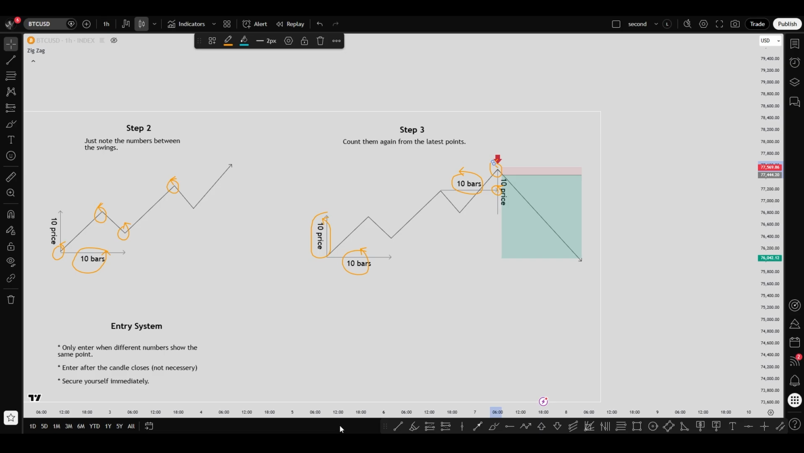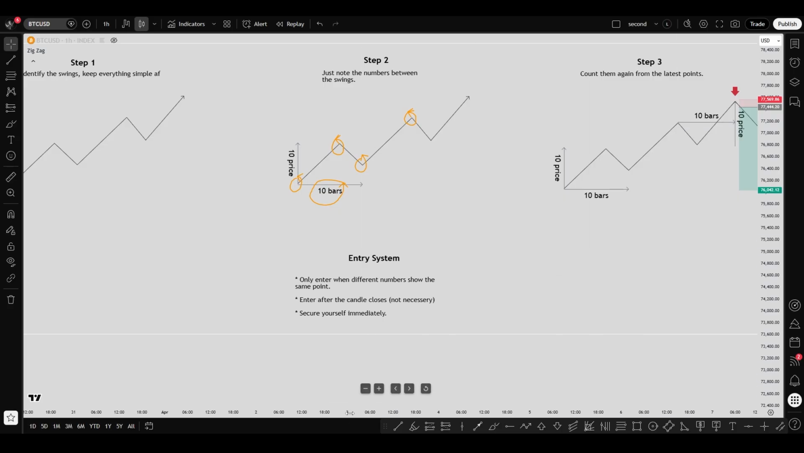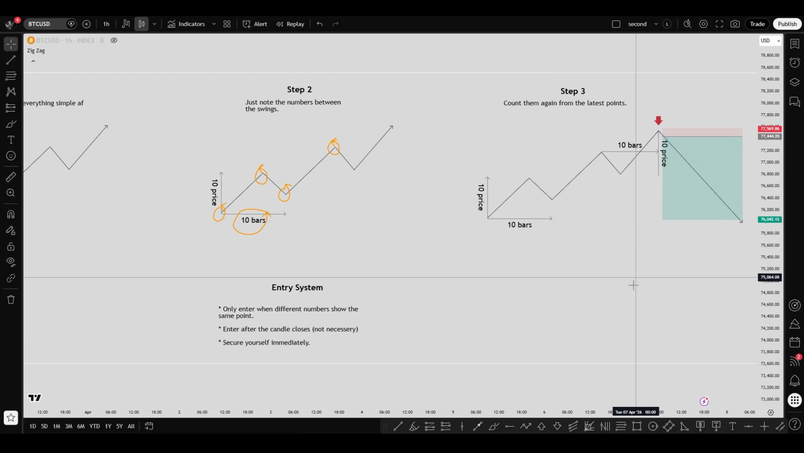And this goes so deep that I can only tell you the basic parts. So of course you're not gonna, as I said, enter blindly. We need an entry system. Only enter when the different numbers show the same point, as I have said before. Same points. If the market confirms itself, then you should be able to predict the next one, because the market is showing you the same area of reversal.